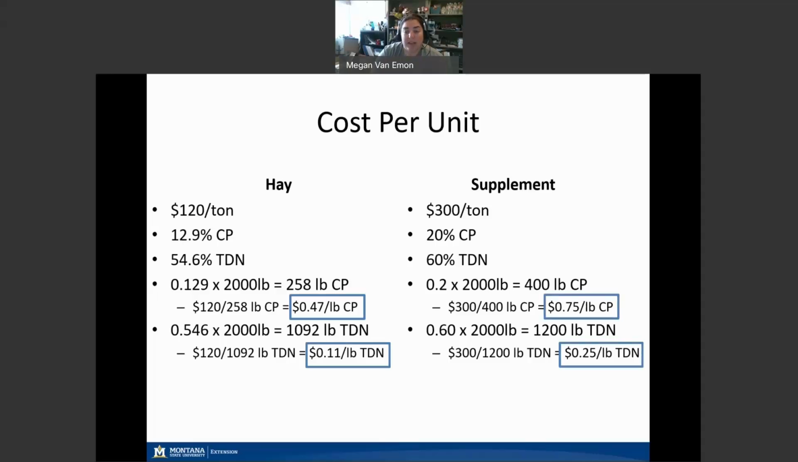So that's our cost per nutrient basis. The big question is how much do we need to feed of these to make up that shortfall in the protein or energy that we're trying to supplement for? So we calculated the hay previously. So if we look strictly at the supplement, we do the exact same equations and solve for X, and we need 3.5 pounds of supplement to meet the protein needs.